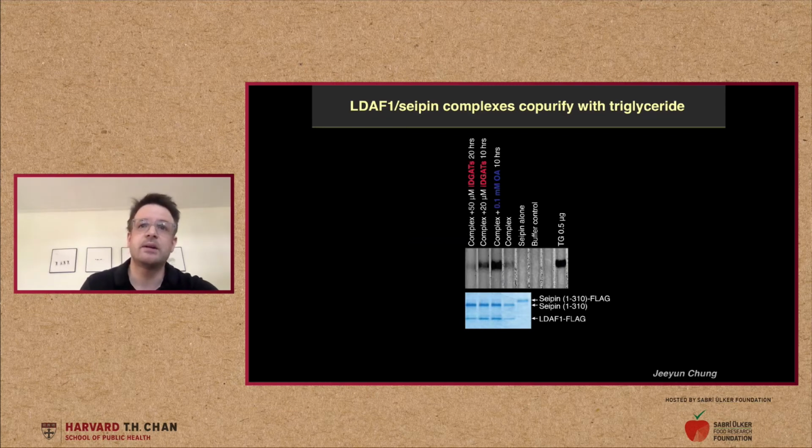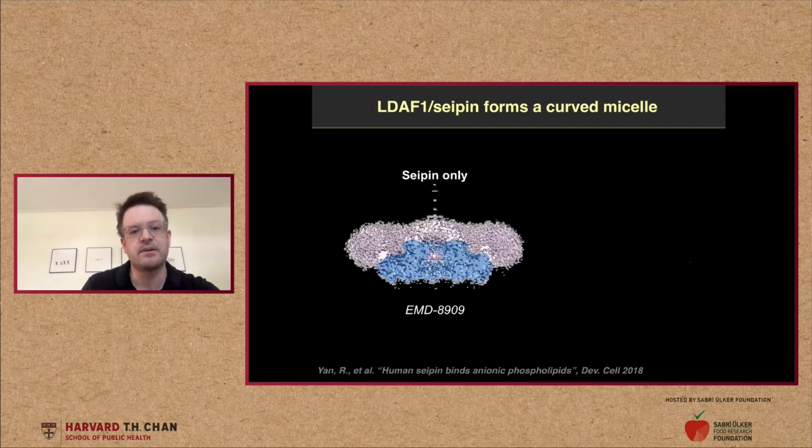And we know that this is triglyceride because it migrates at the same height as triglyceride, and its formation can be blocked by DGAT inhibitors. So this then suggested this really beautiful model that this complex together is involved in initial droplet formation.